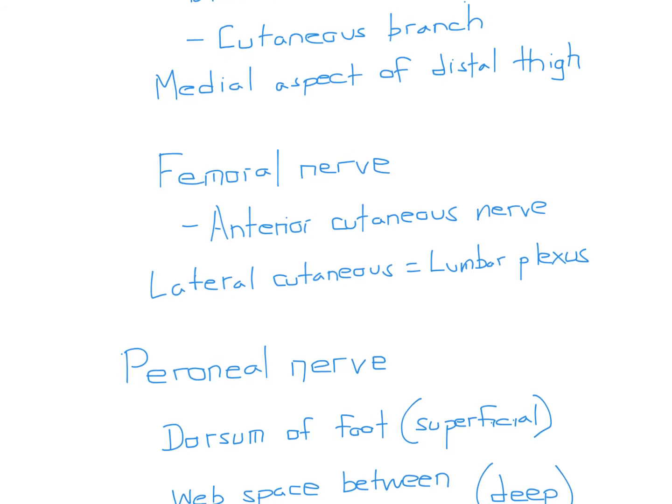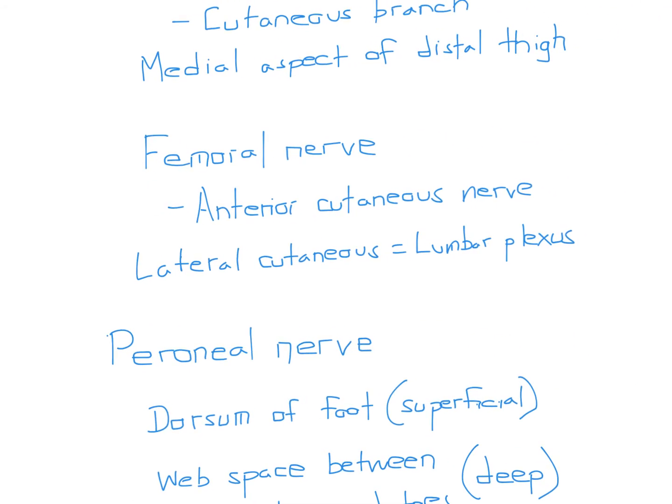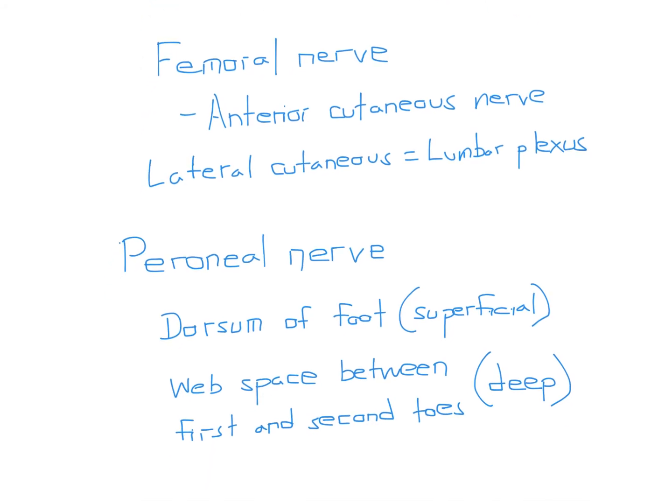Moving on to the femoral nerve, we have the anterior cutaneous branch. Just like the name implies, since it's the anterior side, it's going to innervate the anterior part of the thigh. The lateral cutaneous branch is going to innervate the lateral part of the thigh, but it specifically comes from the lumbar plexus. And then finally, we have the posterior cutaneous nerve, which comes from the sacral plexus, and that's going to innervate the posterior part of the thigh.